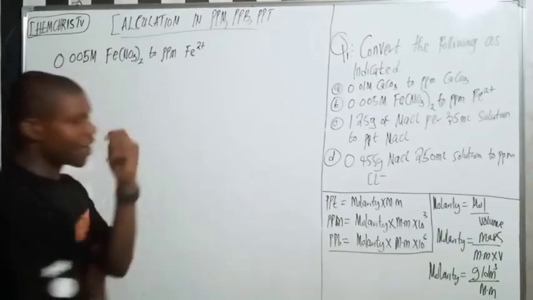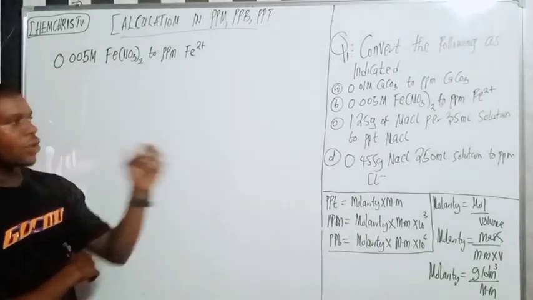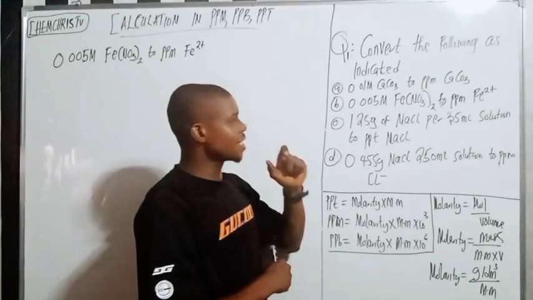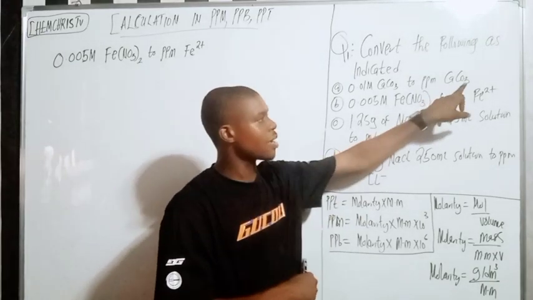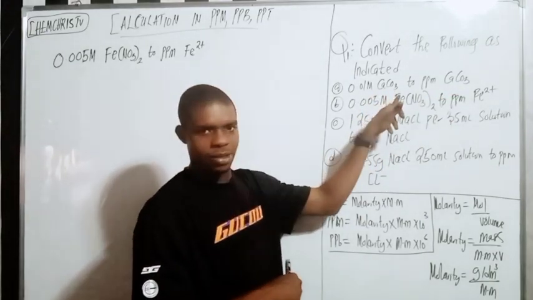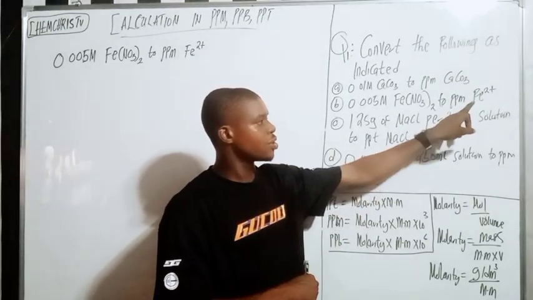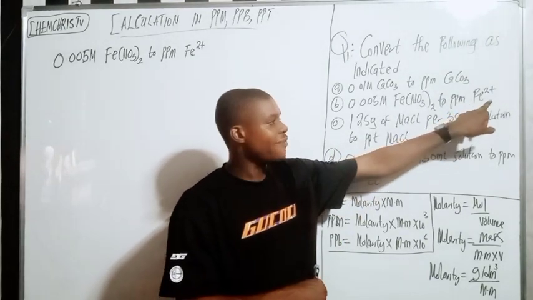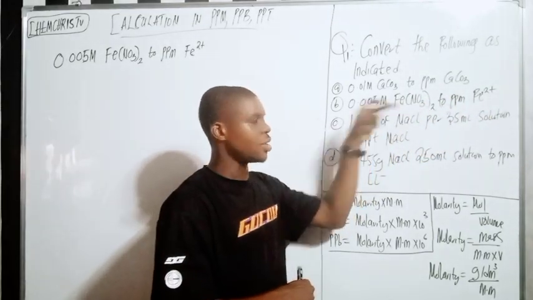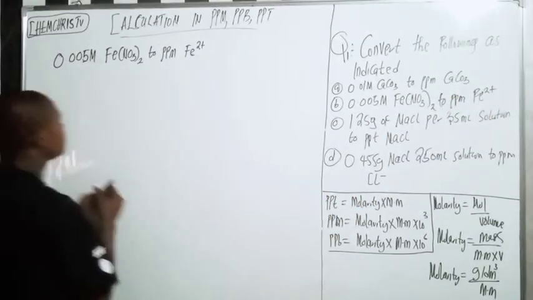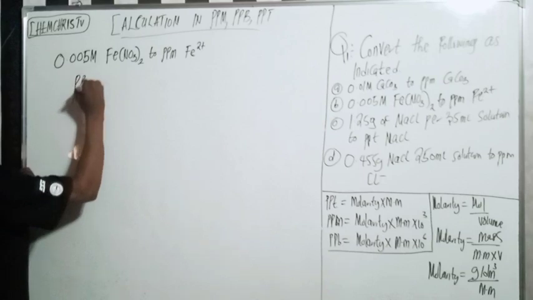Let me say, I'm looking at something here. If you look at this question, they're asking you to calculate the ppm of calcium carbonate. Yeah, if you check, they say we should calculate the ppm of Fe2+ in this compound. Do you understand?